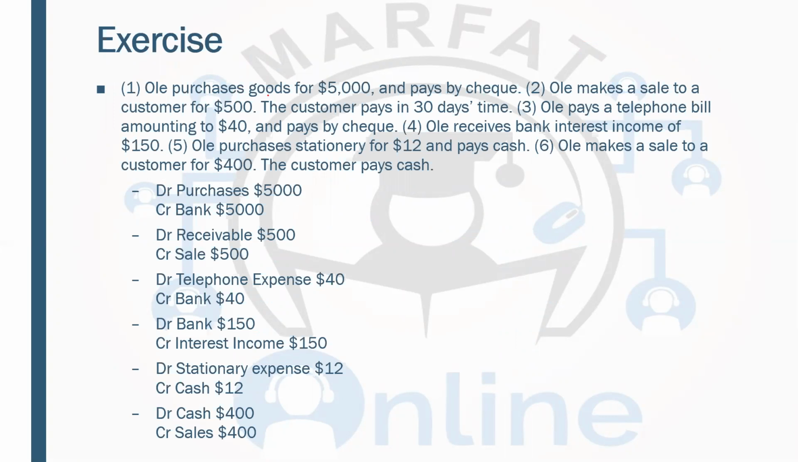Ole purchases goods for 5,000. So when you are purchasing goods, you debit the purchases and pays by check, so bank account credit. The amount should be similar, 5,000.